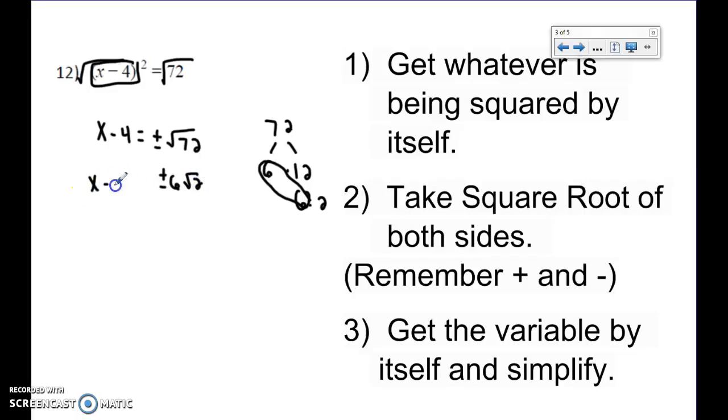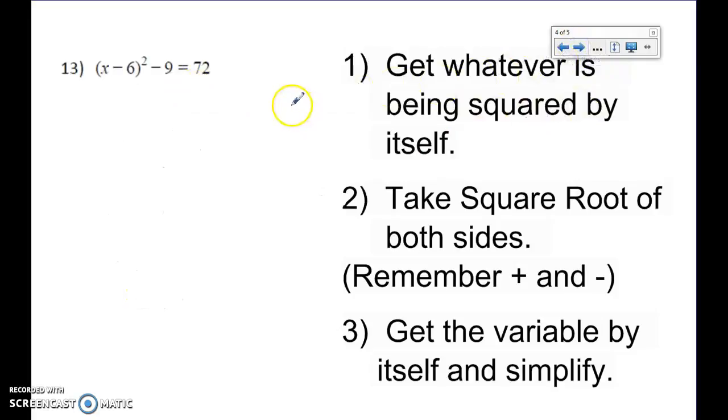So I have x minus 4 equals plus or minus 6 square root of 2. And then we're just going to get the variable by itself by adding 4 to both sides. So I get x equals 4 plus or minus 6 square root of 2. I can't add those 2 together or subtract them because this has a square root of 2 and that one doesn't. So that's my final answer.